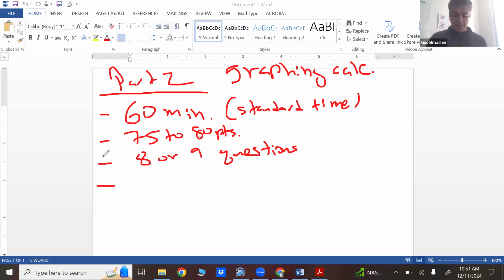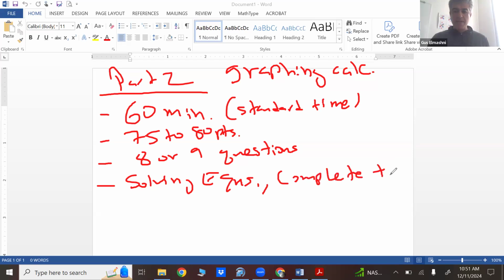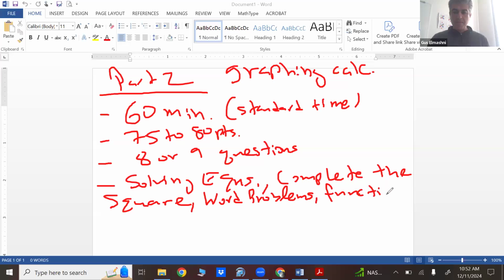Okay, what types of questions to expect? Well, solving equations. Definitely know how to complete the square. You guys may have forgotten that. Word problems. Function notation. Transformations.